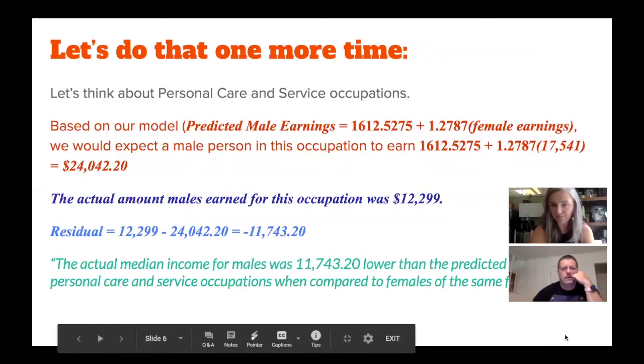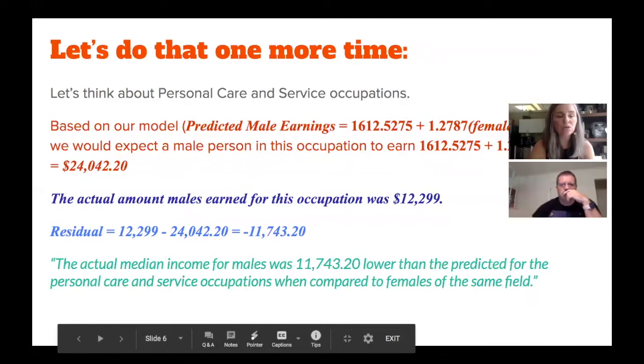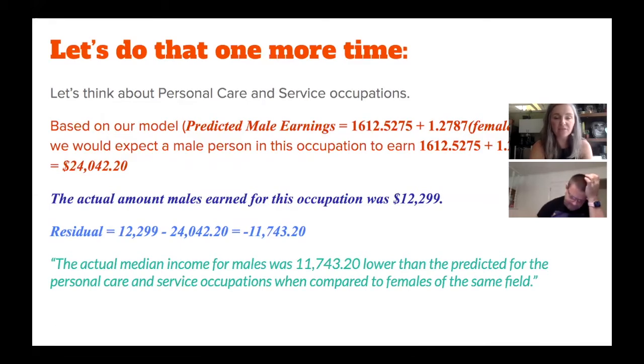So we're going to say, the actual median income for males, I forgot the dollar sign on this one too, was $11,743.20 lower. So notice, in the last one I used higher because it was positive and above. This time it's negative and below, so I'm going to say lower than the predicted. Don't put the negative on the number here. The negative is in that word, lower. Predicted for the personal care and service occupations when compared to females of the same field.